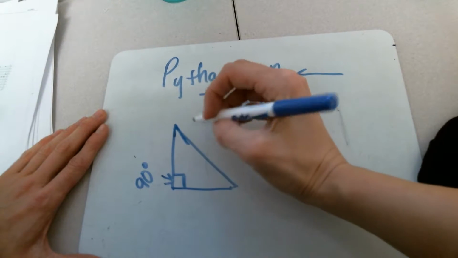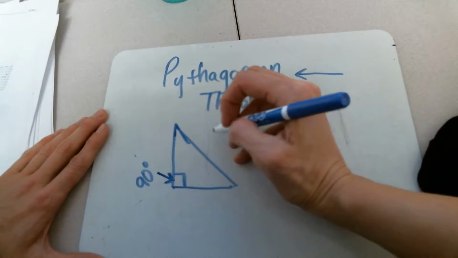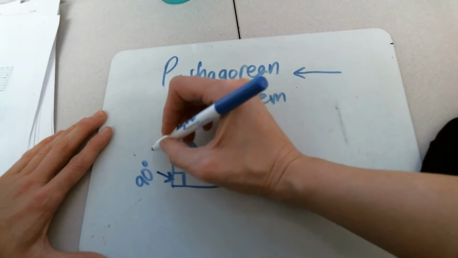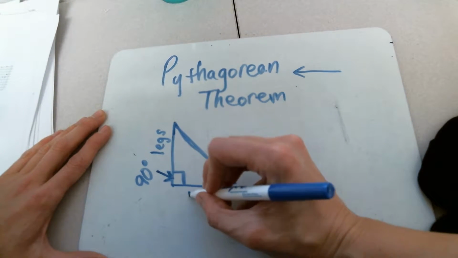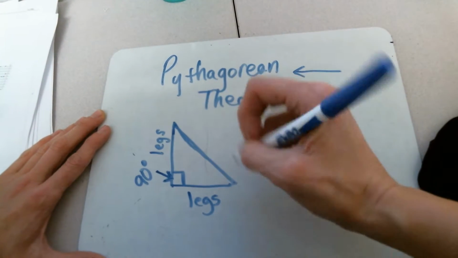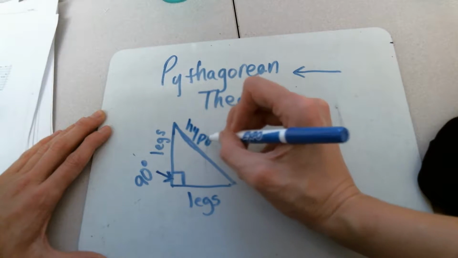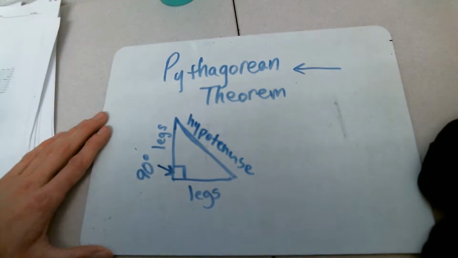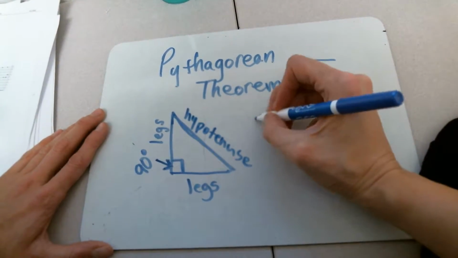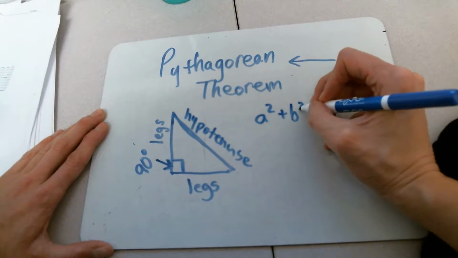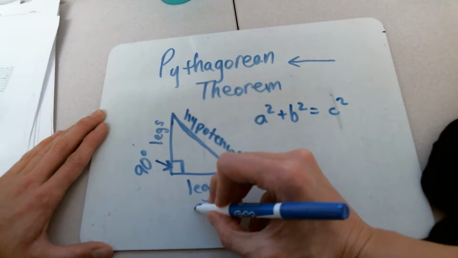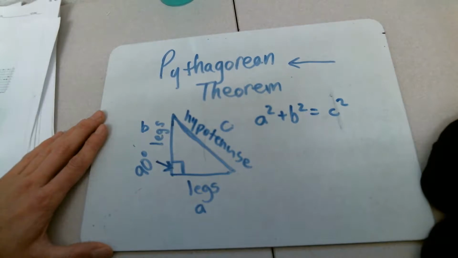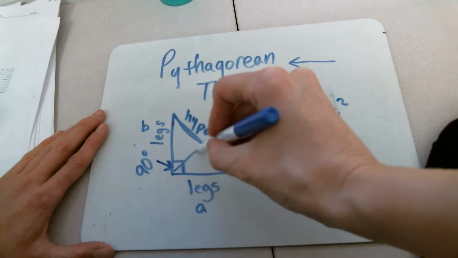So the Pythagorean theorem basically tells us that if we have two sides of a right triangle, we can calculate the other side. Okay? So we call these two sides that border the right angle legs, and we call the slanted side the hypotenuse. Okay? So that's our hypotenuse. And we use a formula, a squared plus b squared equals c squared to represent that. So my legs are a and b, and my hypotenuse is c. Okay? So the hypotenuse is always across from that right angle.